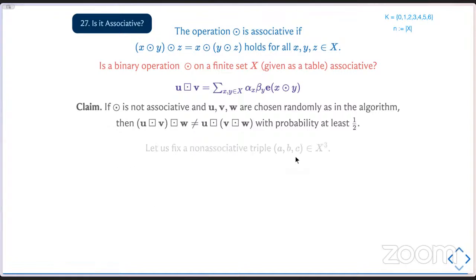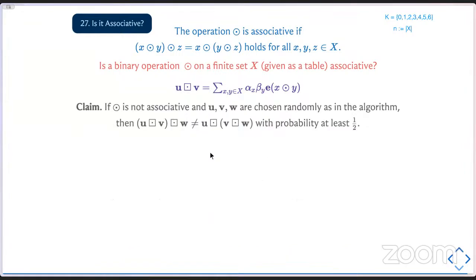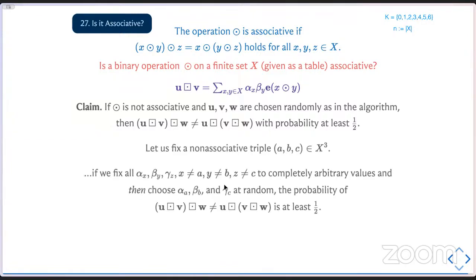So again, let me just go back to this notation here. Remember that for every X, we picked alpha, beta, gamma. So for A, we would have picked alpha A, beta A, gamma A. For B, we would have picked alpha B, beta B, gamma B. And for C, we would have picked alpha C, beta C, gamma C. So there are these 9 random choices associated with the 3 things that are in violation of associativity. From those, I want to focus on 3 random choices. In particular, I want to focus on alpha A, beta B, and gamma C.